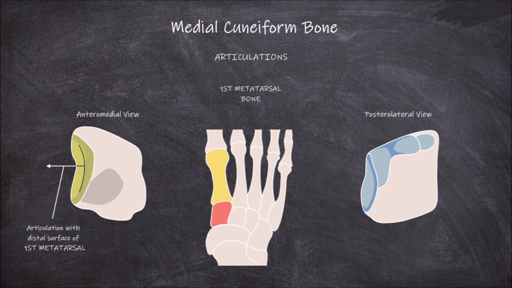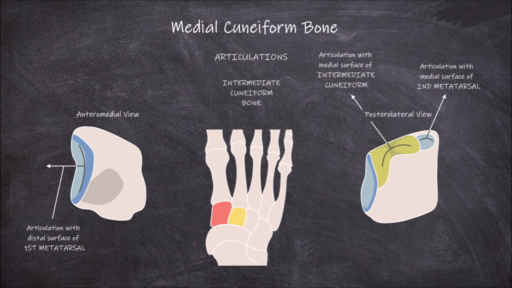The second articulation is with the second metatarsal bone. A facet on the distal end of the lateral surface of the medial cuneiform articulates with a facet on the medial surface of the base of the second metatarsal. The third articulation is with the intermediate cuneiform bone. The proximal facet on the lateral surface of the medial cuneiform articulates with a facet on the medial surface of the intermediate cuneiform. The fourth and last articulation is with the navicular bone.